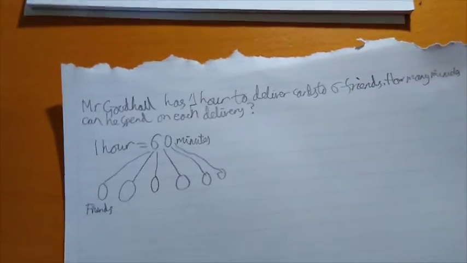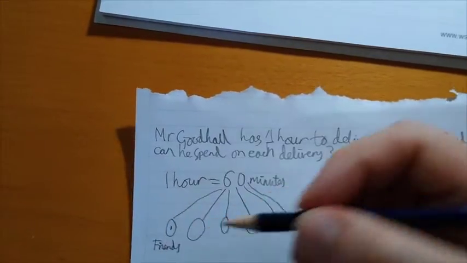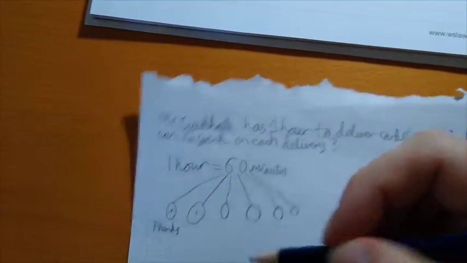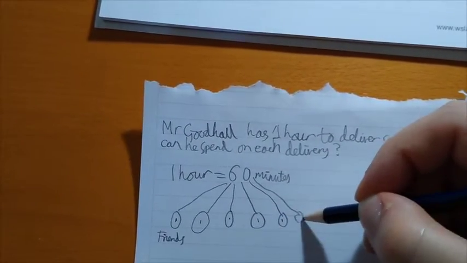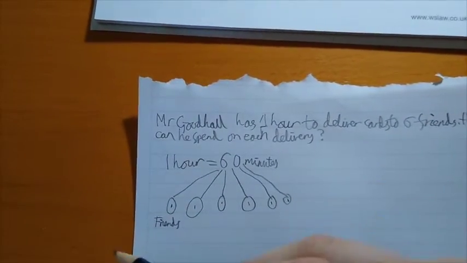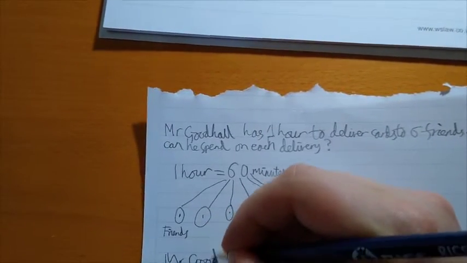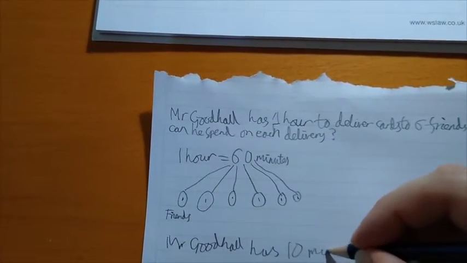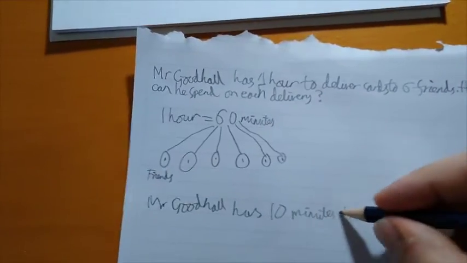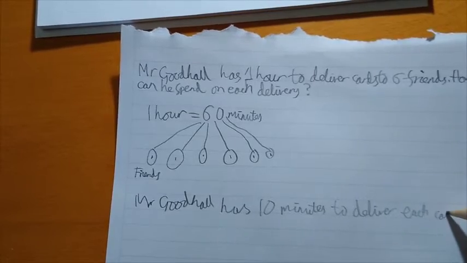So after having spent 5 or 10 minutes on this question, let me give you the answer. So I'm going to put a dot representing 10 minutes. 10 minutes, we have 50 minutes left. Put a dot in here, we have 40 minutes left. Dot in here, 30. Dot in here, 20. Dot in here, 10. Dot in here, 0. So as each dot represents 10 minutes, Mr. Goodall has 10 minutes to deliver each card.